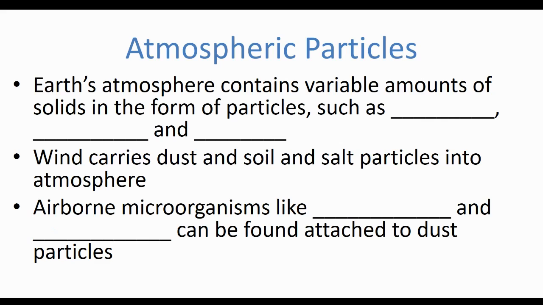So atmospheric particles are in the atmosphere, as I mentioned earlier. These are variable amounts of solids in the form of particles like dust, salt, and ice. Wind carries dust and soil and salt particles into the atmosphere. And airborne microorganisms like fungi and bacteria can be found attached to these dust particles. And so that's how they travel around in some instances.